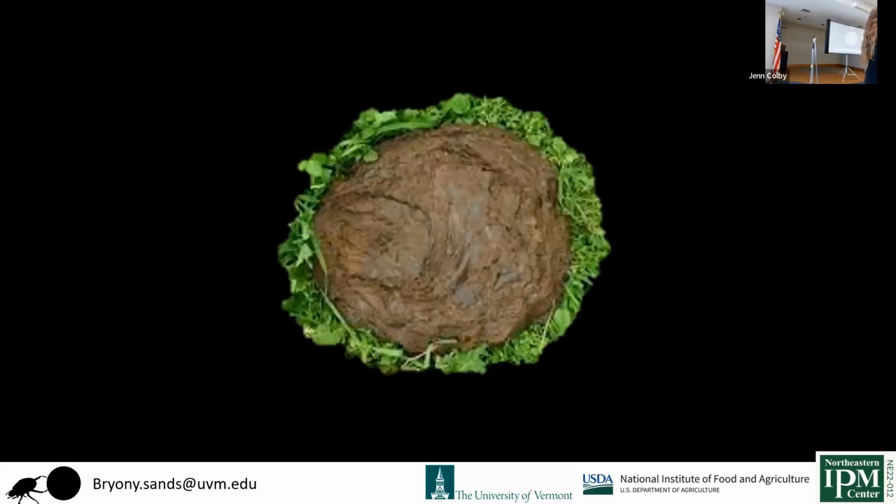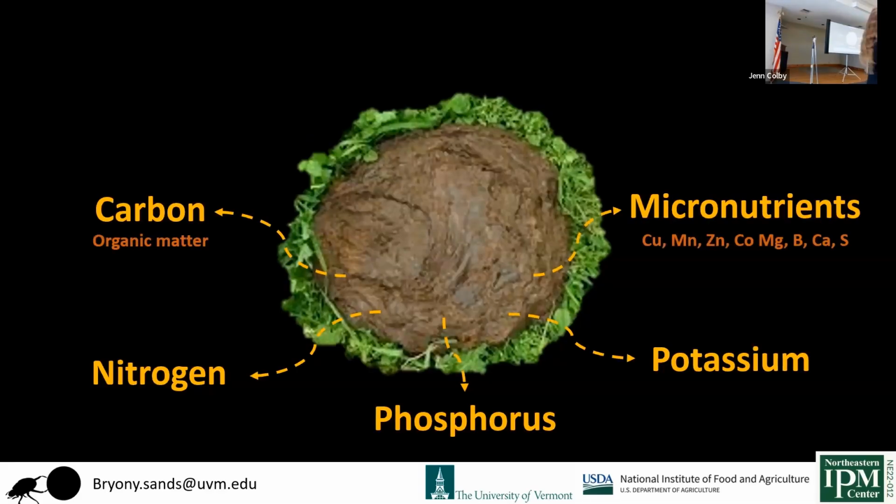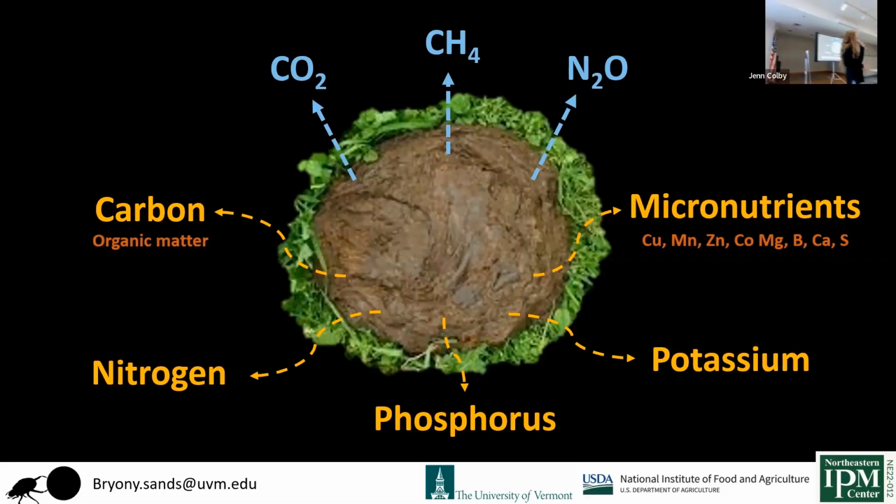So this is a cow pat. You'll all be aware how important this is for pasture health. It contains all of the major plant nutrients, a whole host of micronutrients, and is the biggest contributor to soil organic matter in grazed pasture ecosystems. It also emits greenhouse gases, so carbon dioxide, methane, and nitrous oxide. So it's really important that they're down into the soil as quickly as possible so that we can utilize all of those important nutrients and stop the emission of those greenhouse gases.